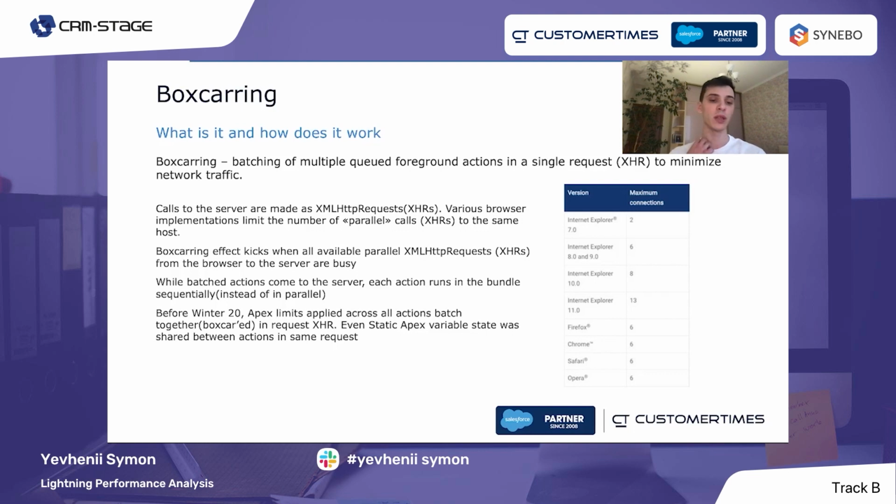Before Winter 20, Apex limits even applied across all actions batched together in a request XHR. Even static Apex variable state was shared between actions in the same request.